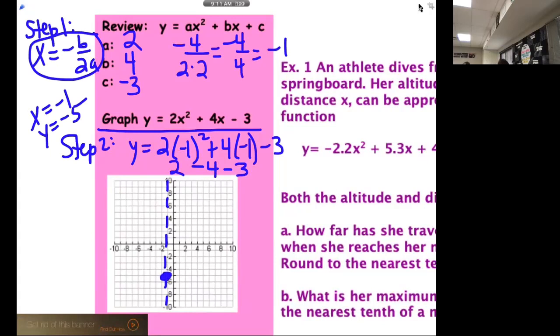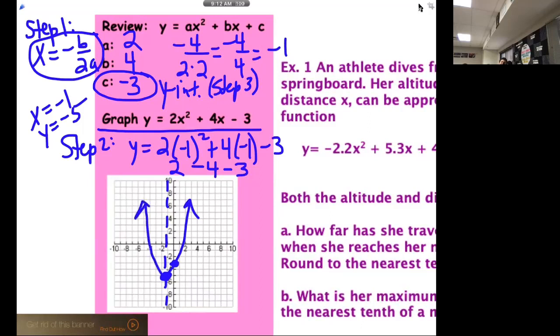And then the last thing that I haven't used yet, the c. C is my y-intercept. That's step 3. So on the y-axis I put -3. I connect, it has to be in this order, vertex to y-intercept. And once I have that side, I can mirror image it over on the other side. Okay, so that is what we did on Tuesday.